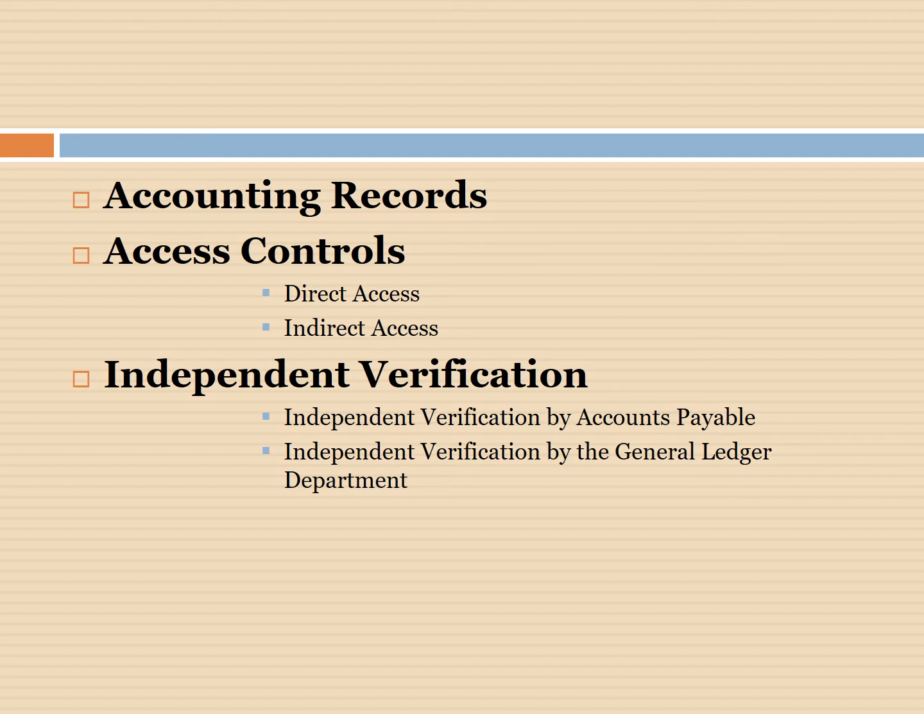So the last one is the independent verifications, which has two types. First is the independent verification by accounts payable, and the second one is the independent verification by the general ledger department.